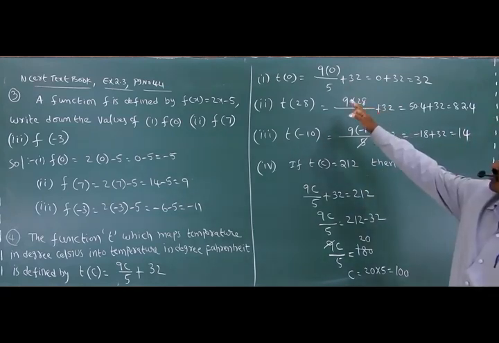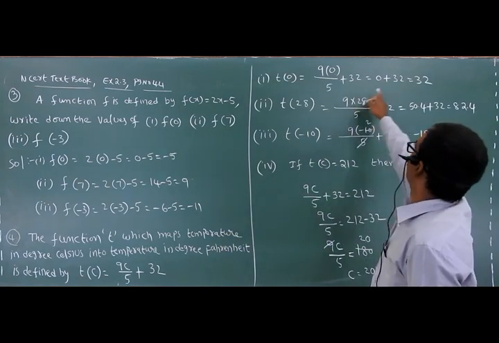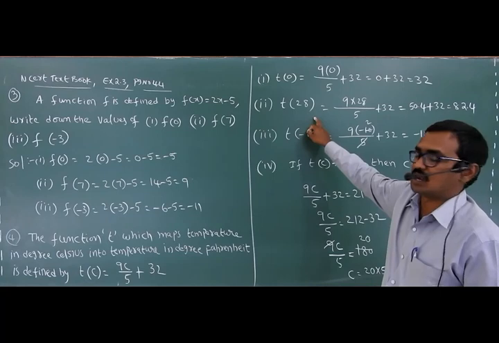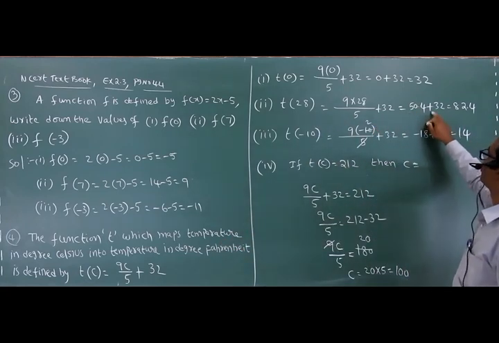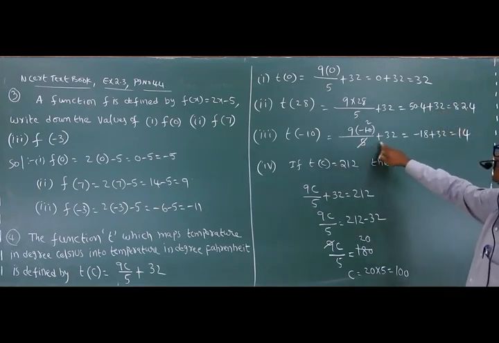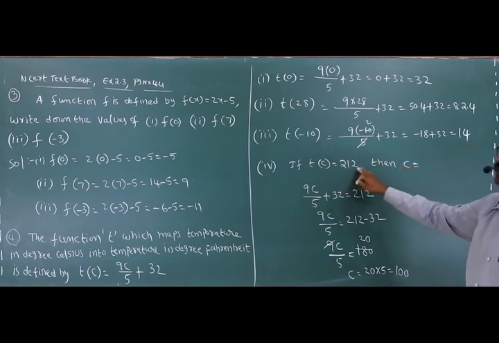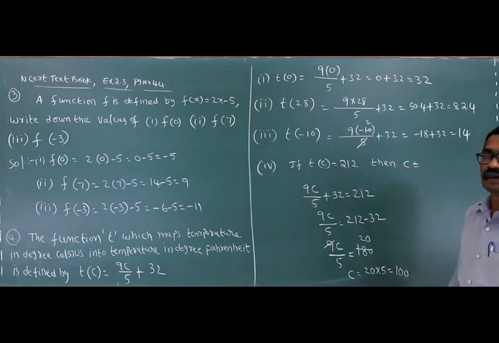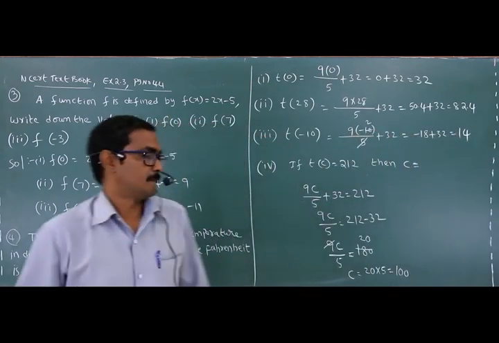t of 0 means instead of c I have written 0. So we got 32. t of 28, instead of c I have written 28. Simplified 50.4 plus 32, 82.4. Next, t of minus 10 is equal to minus 18 plus 32, 14. For t of c is equal to 212, then find c value they are asking. So c is equal to 100. Is it clear? Right.